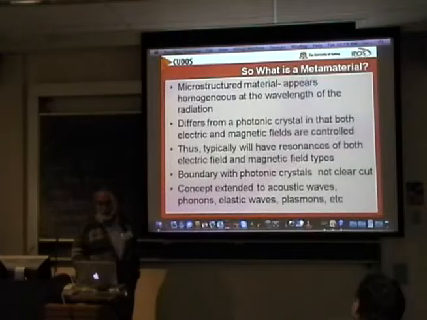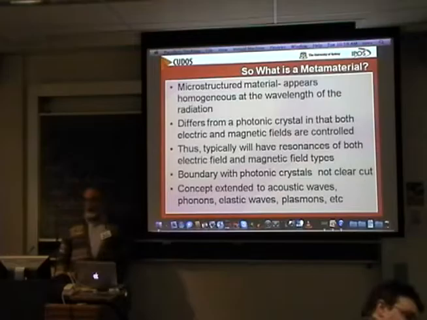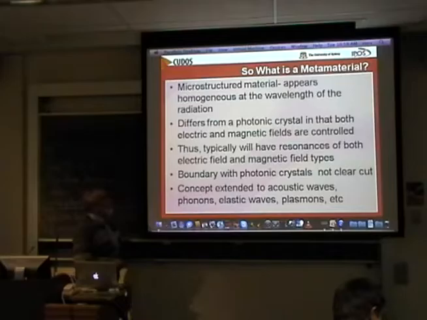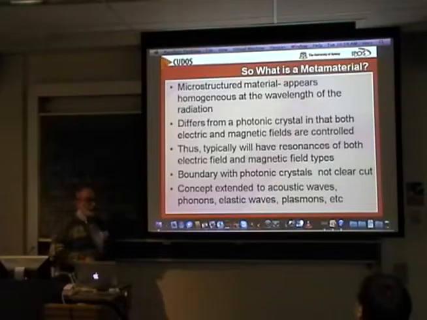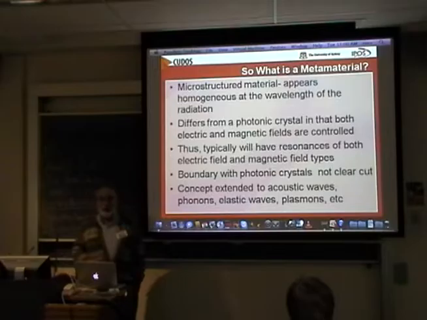So, what is a metamaterial then? I've been talking about how you might make it. I've said that one of its characteristics is that it's left-handed, so you get negative refraction. I've also argued that negative refraction tells you you must have a microstructure there. You must have periodicity so you can get momentum conservation on the surface.